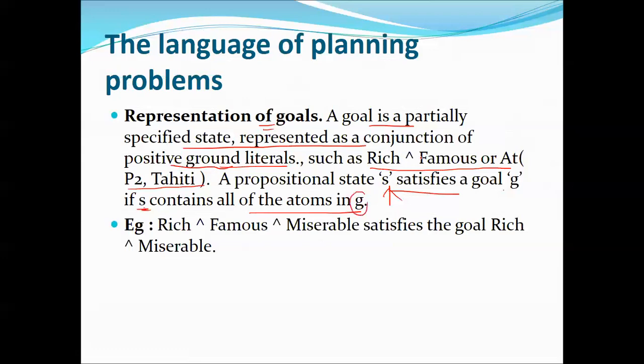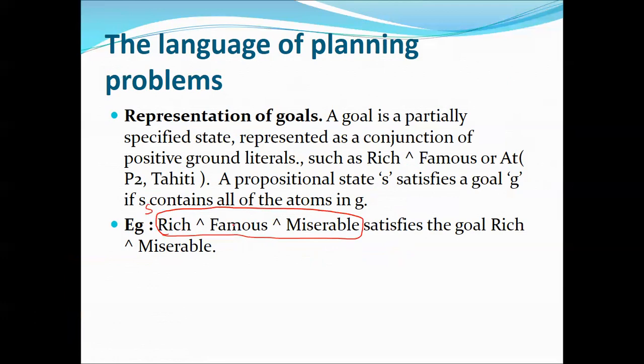For example, let us assume this is our S. Here we have an example: this is Rich and Famous and Miserable. This is one state S. And say that our goal is to identify someone who is rich and miserable. So say this is some person P1, and the person P1 is rich and famous and miserable, and your objective is to find someone rich and miserable. So this is our S and this is our G.